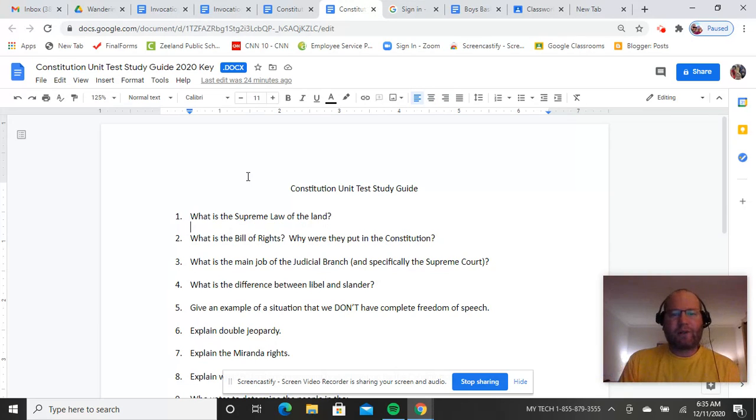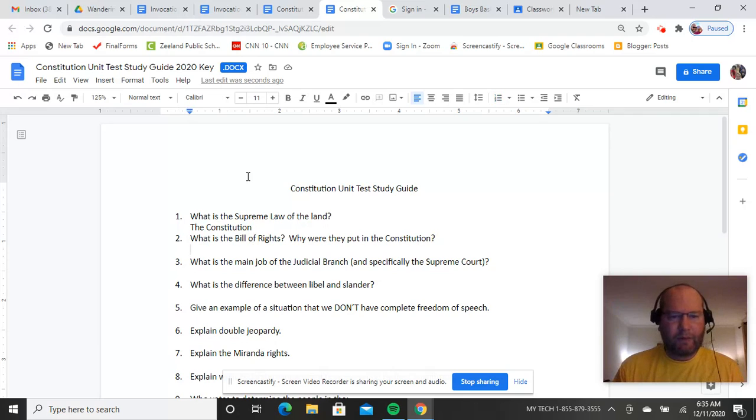So, what's the supreme law of the land? Well, we've said that is the Constitution. It's the supreme law of the land. So that trumps everything. Like if there's a battle between states' laws and a federal law, they go with what's in the Constitution.